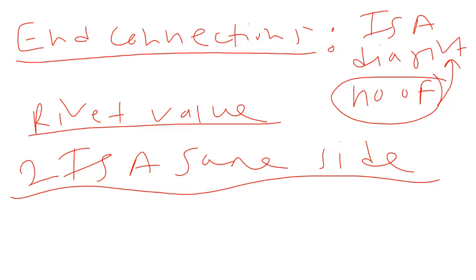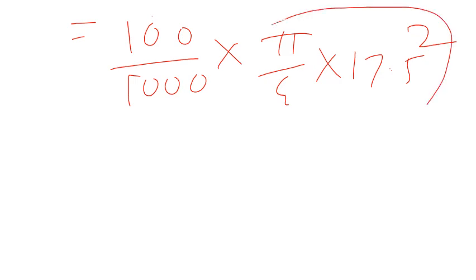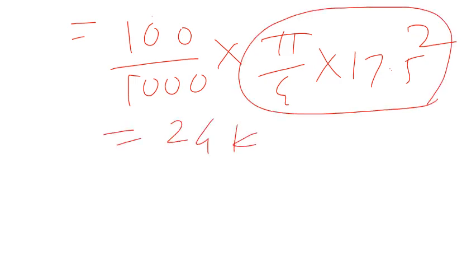So the rivet value in single shear will be equal to, again for shearing, 100 (to be multiplied by) kilonewton divided by 1000 into pi by 4 into d square, that is 7.5 square. So this is again single shear, you have to remember the difference. This value will come to 24 kilonewton.